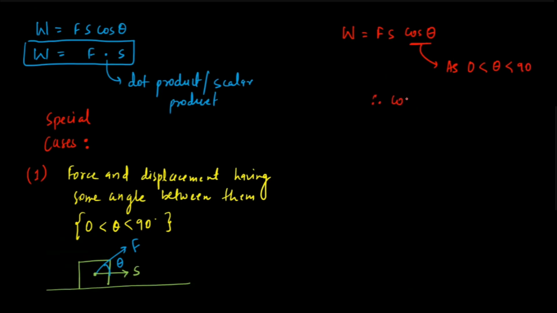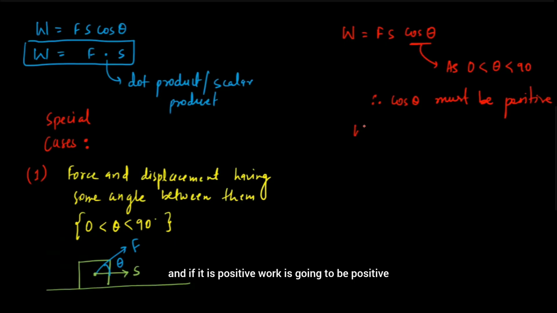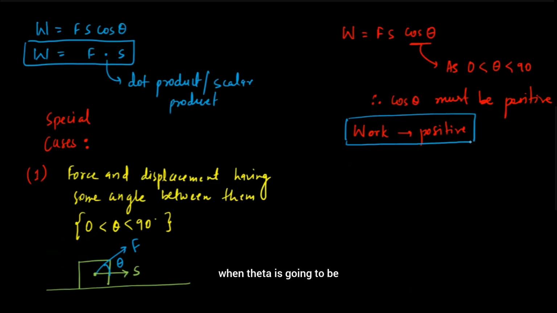Therefore, cos theta must be positive, and if it is positive, work is going to be positive. So this is the most important case about work, in which case we can actually say that work is going to be positive. Work is going to be positive when theta lies between 0 to 90 degrees.